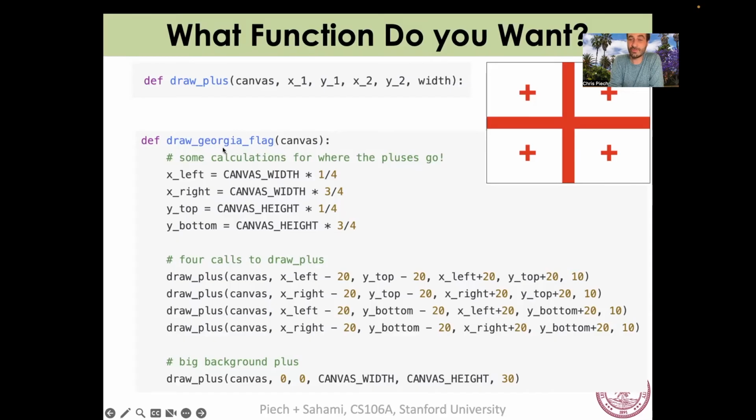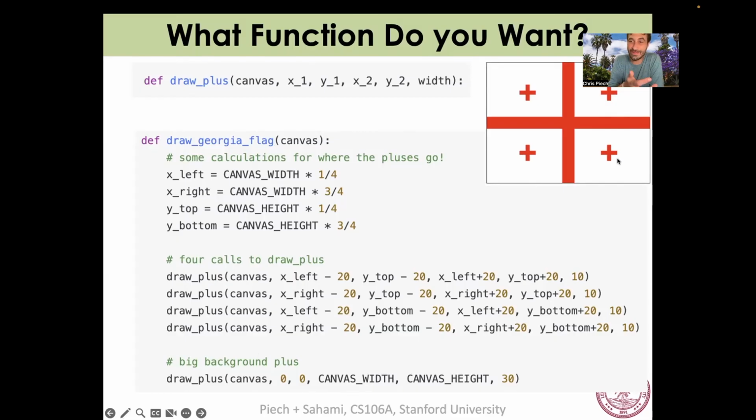So drawing the Georgia flag doesn't look like drawing 1, 2, 3, 4, 5, 6, 7, 8, 9, 10 rectangles anymore. It now looks like 5 pluses, which is so much more intuitive to read. This plus draws that shape. This plus draws that shape. This plus draws that shape, and this plus draws that shape.